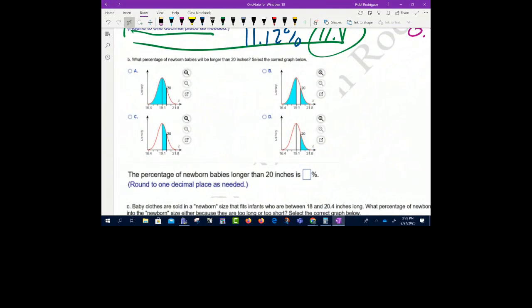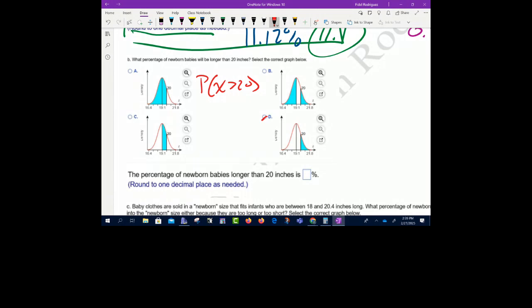It says, what percentage of newborn babies would be longer than 20 inches? Does longer mean less than or greater than? Greater than 20. So again, remember, all of my averages here are 19.1. Which one says we want to go from 20 to the right? D again, right? Boom. Is it always going to be D? I don't think so. That'd be kind of silly, but who knows? So we're going to go right here.